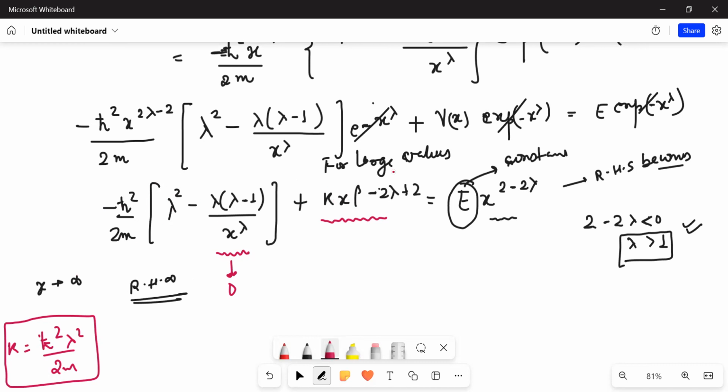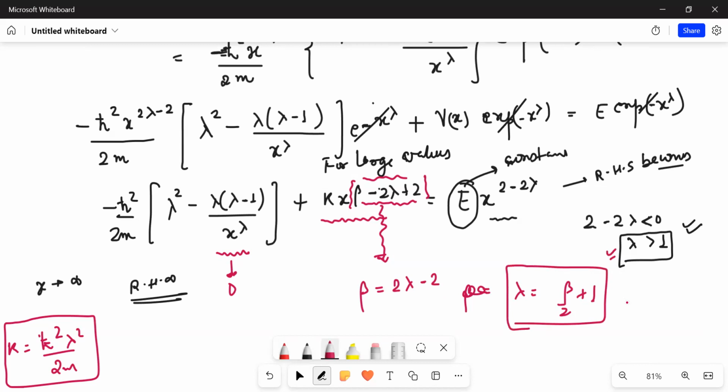So understand that this particular term should go to zero. The exponent of this should go to zero. Otherwise there would be some x-dependent term, and this would go to zero only if β equals 2λ − 2, which implies λ should be equal to β/2 + 1. And clearly this assimilates this condition, because we have already been given that β is greater than or equal to 1. If β is greater than or equal to 1, then β/2 + 1 would certainly be greater than or equal to 3/2.